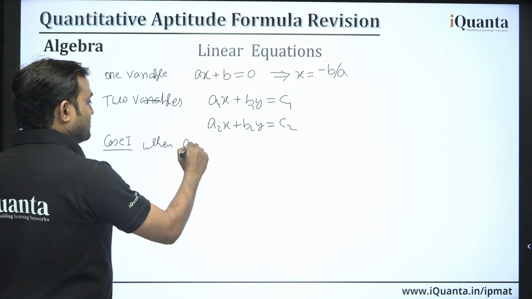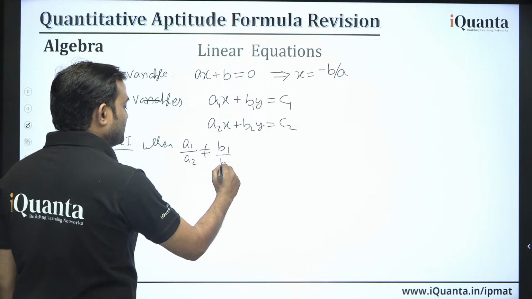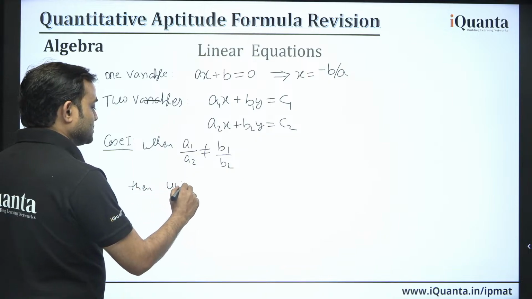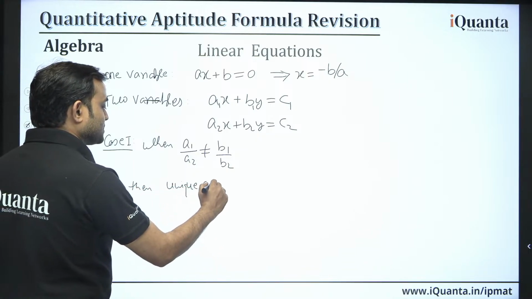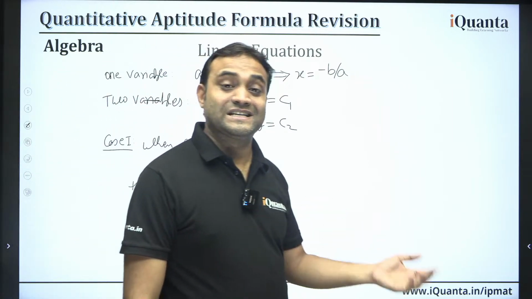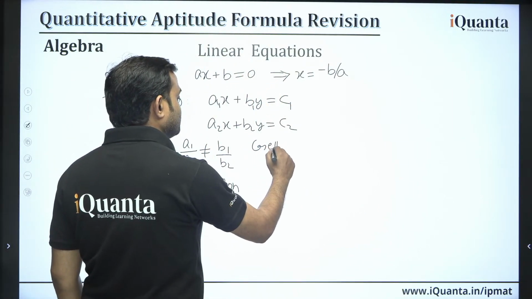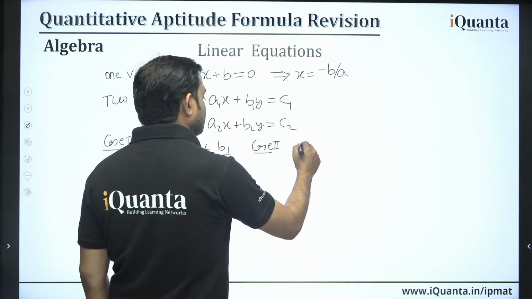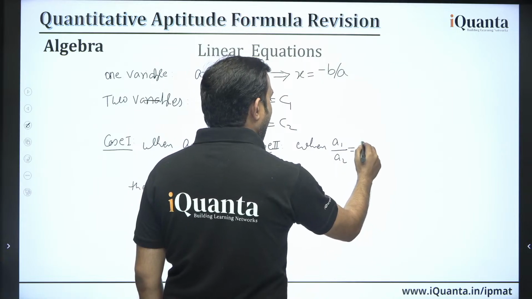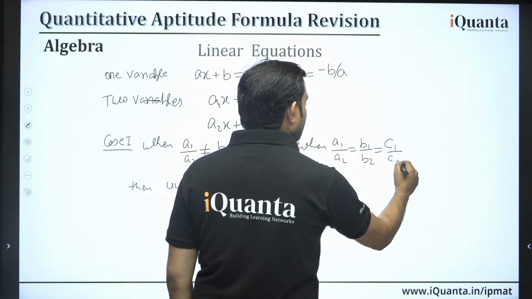What are those conditions? Case 1: when we say a1 by a2 is not equal to b1 by b2, then we have a unique solution. That means only one pair of x and y will satisfy both the equations. Then if we talk about case 2, which is a1 upon a2 is equal to b1 upon b2, and that is equal to c1 upon c2.